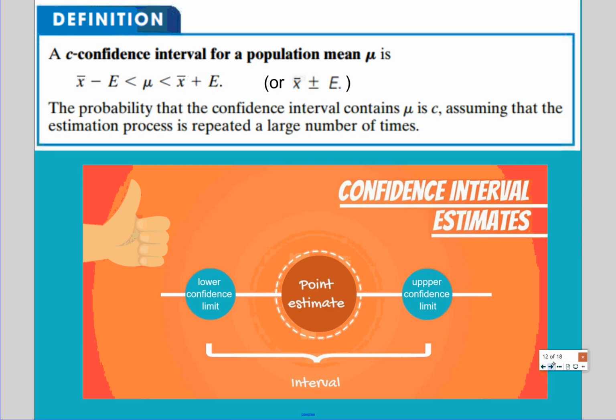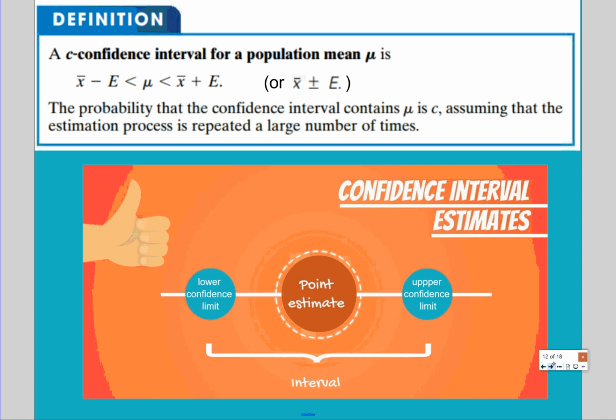Okay, so the very last problem we did yesterday was we found that margin of error using the formula, and then we created a confidence interval. This is the formal definition of a confidence interval, and they're calling it a C confidence interval because C is the confidence level that we are using to find that Z value, that critical value.